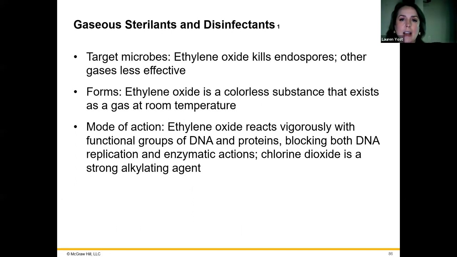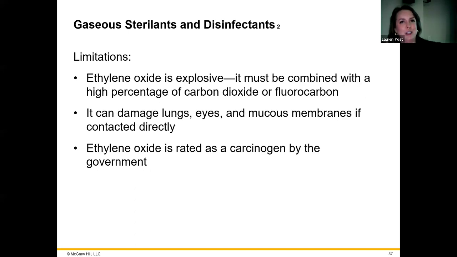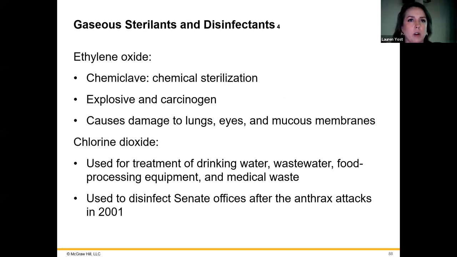All right, next, the gaseous sterilants and disinfectants. Ethylene oxide, it kills endospores, it can sterilize, it's great, but there's a big but with this one, okay? It is explosive. It is highly explosive. So we have to have it in a high percentage of carbon dioxide or fluorocarbon in order to prevent sudden explosions from happening from even minor sparks or anything like that. It can damage lungs, eyes, and mucous membranes, and it is a carcinogen. So we don't really want to have it in place around people. So that's kind of awful.